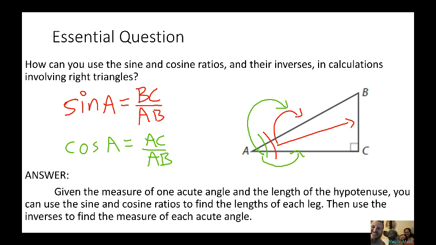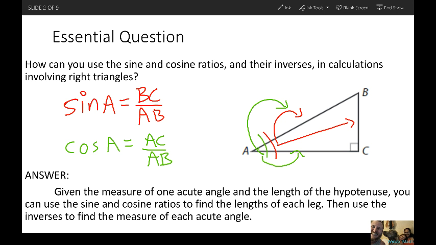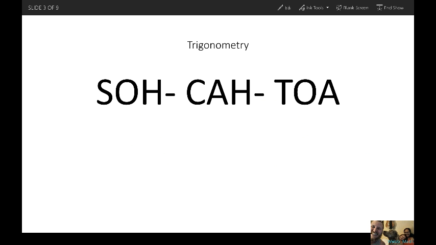So your answer to your essential question is, given the measure of one acute angle and the length of the hypotenuse, you can use sine and cosine ratios to find the lengths of each leg. Then use the inverses to find the measure of each acute angle. So again, both are relying on the hypotenuse.